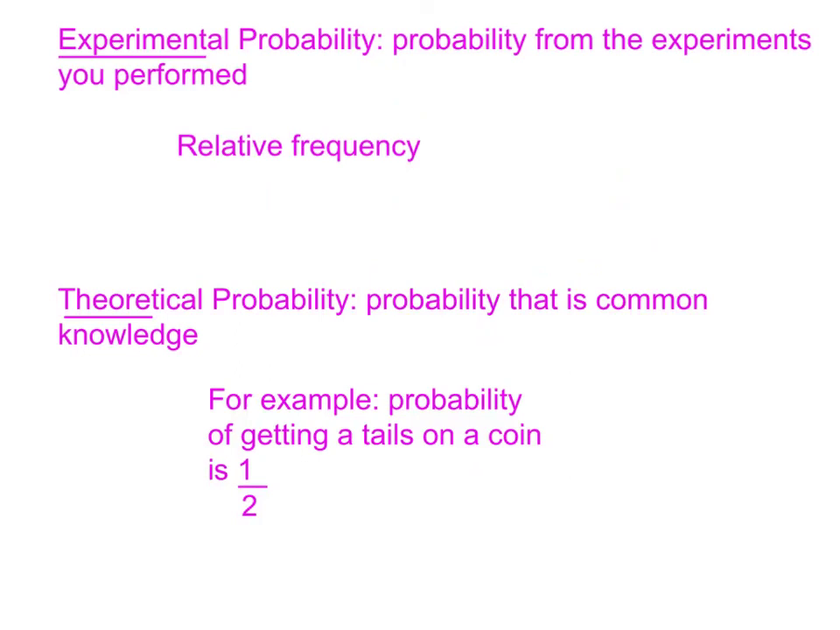Theoretical probability is probability that is common knowledge. For example, we know that the probability of getting a tails on a two-sided coin is just 1/2. That's just the common knowledge. Often, this theoretical probability is derived from a probability model. We always try to compare our relative frequency or our experimental probability to the probability model.